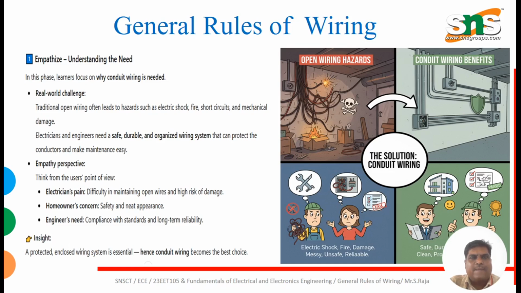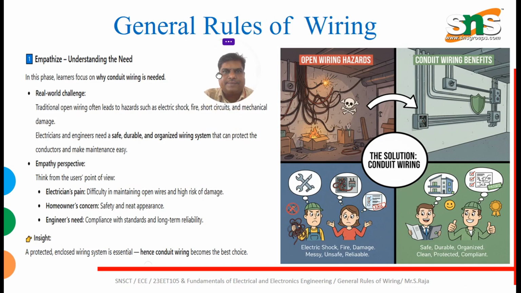So we completed that. Now we discuss this topic in terms of the design thinking phases. The first phase is the empathize phase, that is, understanding the need. In this phase, learners focus on why conduit wiring is needed. Real-world challenge: traditional open wiring often leads to hazards such as electric shock, fire, short circuits, and mechanical damage. Electricians and engineers need a safe, durable, and organized wiring system that can protect the conductors and make maintenance easy. So this is the area where open wiring hazards are the problem.